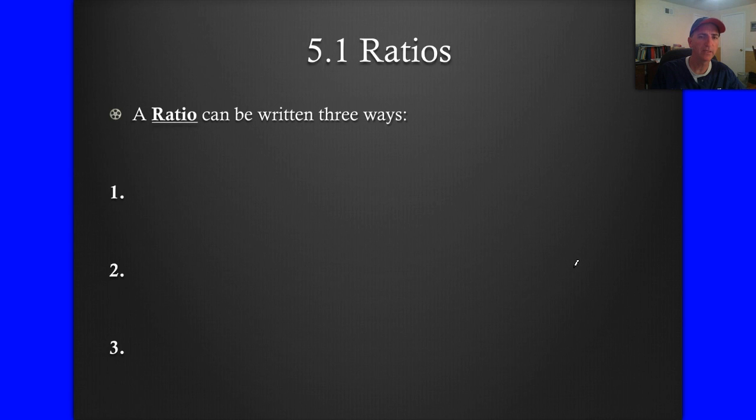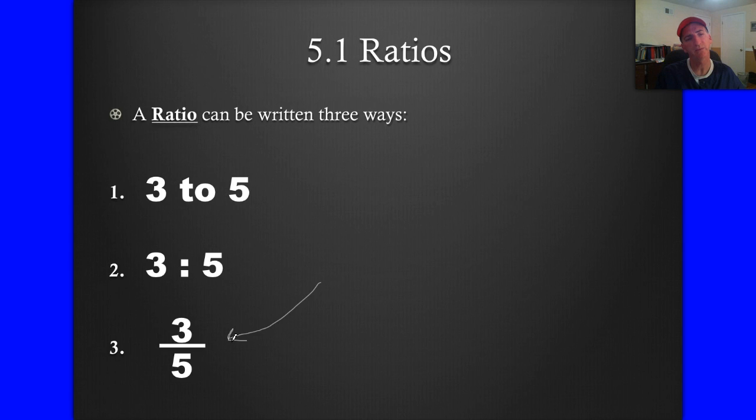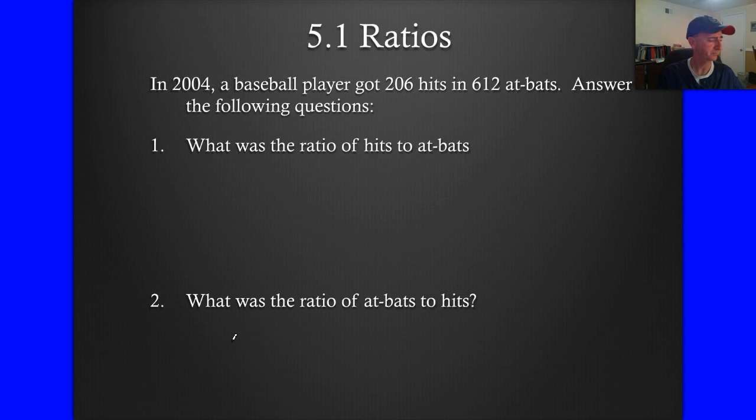Okay, there's 3 different ways that we can write a ratio. One is with the word "to," 3 to 5. You can use a colon like this, but you would say it the same way, 3 to 5. Or you could say 3/5 is the fraction, which we have actually been using fractions quite a bit, and those are ratios when we do that. All right, so 3 different ways can be written.